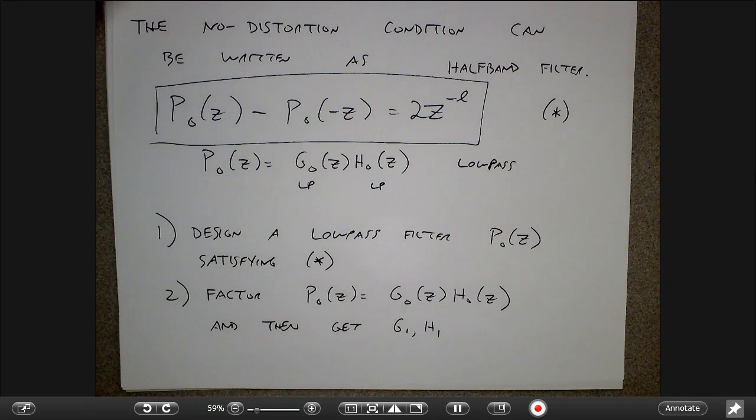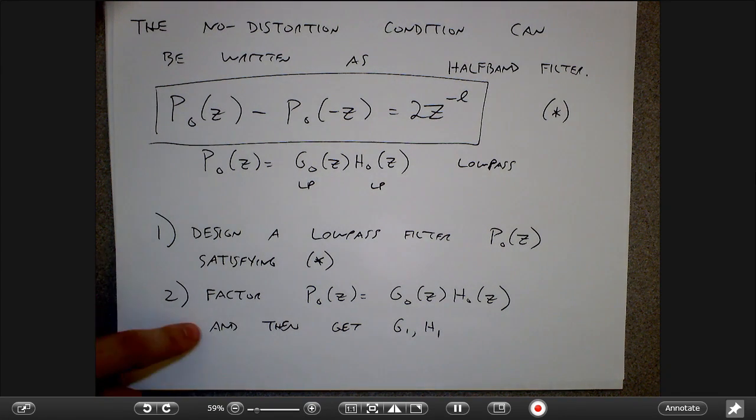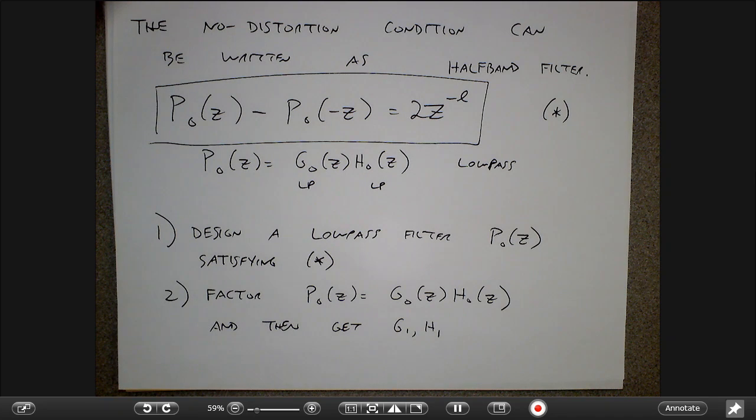And again, this is actually not that hard of a process, right? Because certainly the second part is not so bad. That's like saying that if I have some FIR low-pass filter, to factor it into two different low-pass filters, all I need to do is assign some zeros to G0 and some zeros to G1, or to H0. So it's kind of like I'm taking the zeros of the original filter and splitting them off into two smaller low-pass filters.